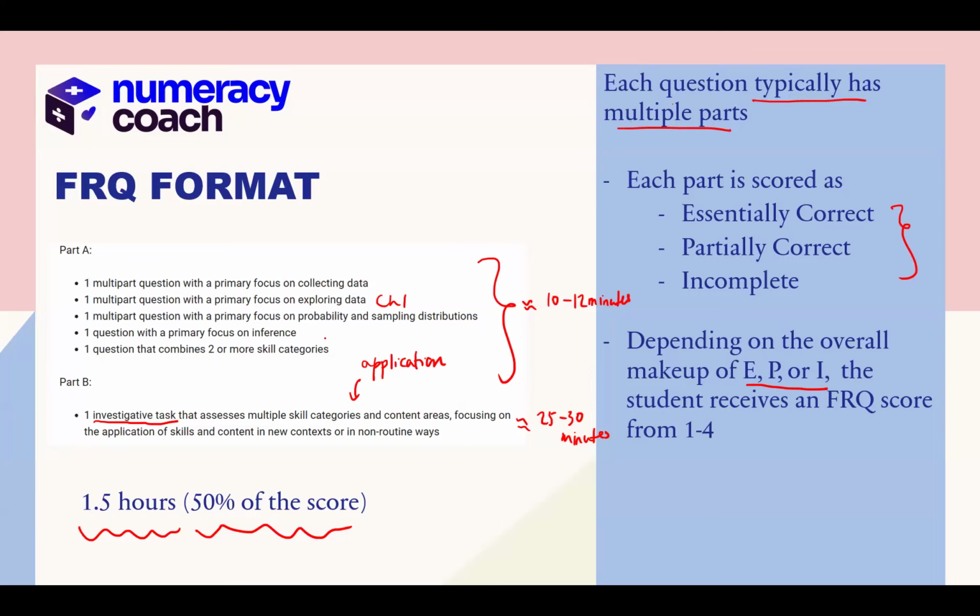And then the next question is probability and sampling distributions, which I think is two or three chapters together, right? It's probability, random variables, and sampling distributions, all of that. Then this is inference, and these two can be from anywhere.